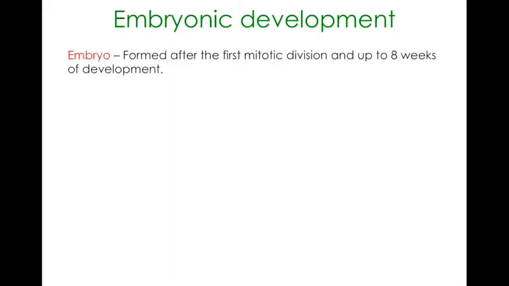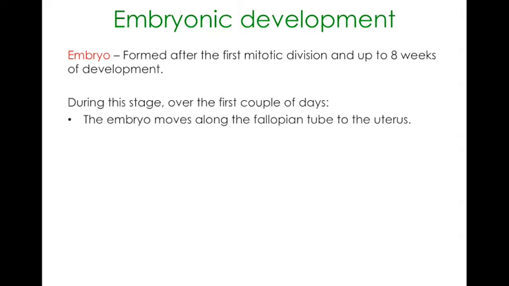Okay, now embryonic development. From that fertilization, we now call that particular organism an embryo. It's formed after that first mitotic division and up to 8 weeks of development. From week 1 to week 8, on average, it is called the embryo. And over the first couple of days, a few things will happen.